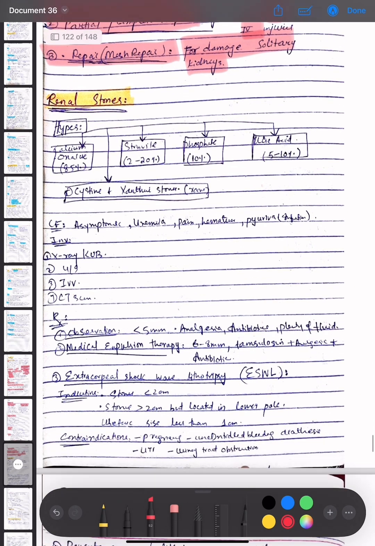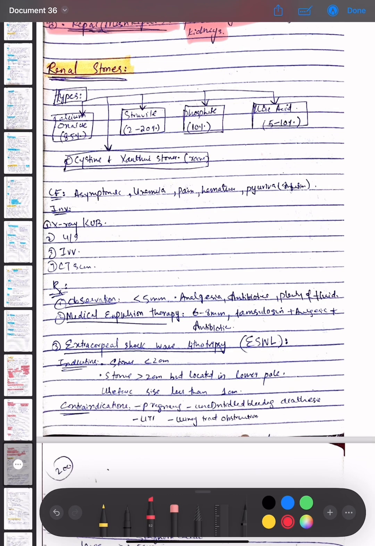Now coming towards renal stones. There are types of renal stones. These are calcium oxalate, which is 75%, struvite, that is 2 to 20%, phosphate 10%, and uric acid is 5 to 10%. Cystine and xanthine stones are rare. The clinical features are asymptomatic hematuria, pain, hematuria, pyuria, that is infection.